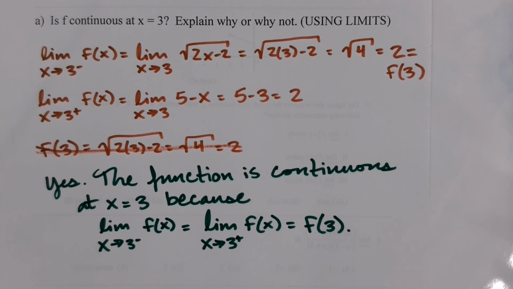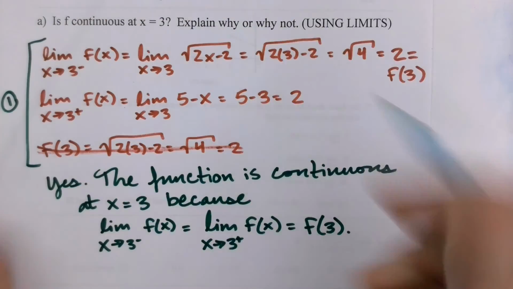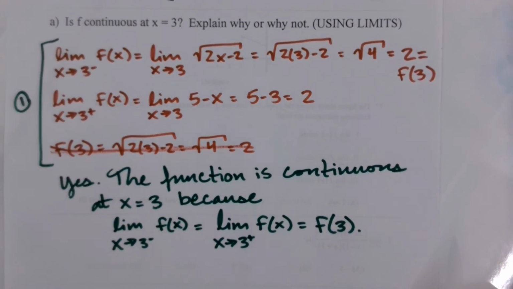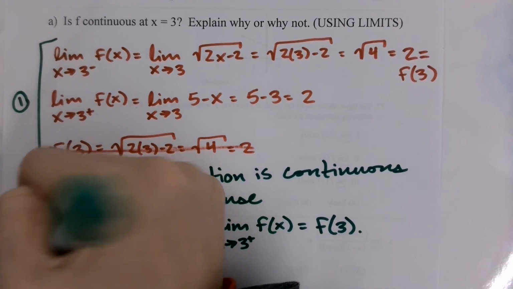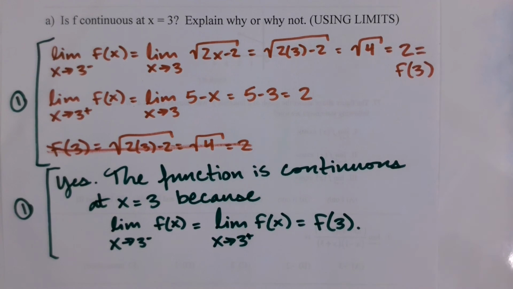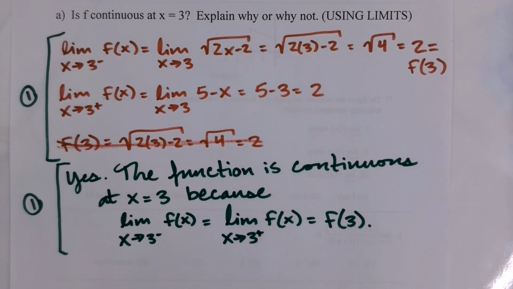And for this free response question, this was an actual question from an AP test. This is just part A. So you ended up getting 1 point for showing the limits and f of 3. And then you got 1 point for your explanation. So you'd have 2 points if you did all those things. Whew. Hey, sometimes you take all that you can get.